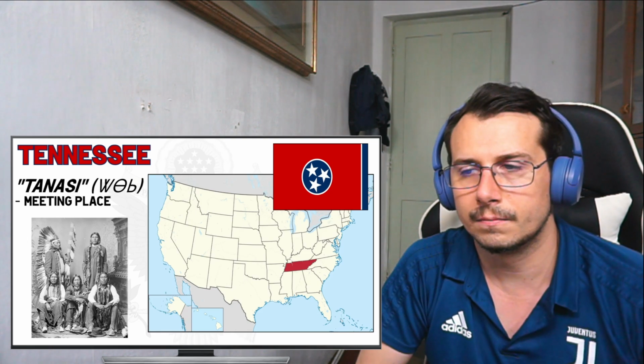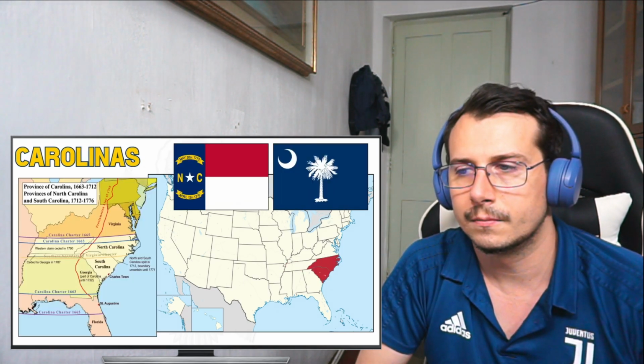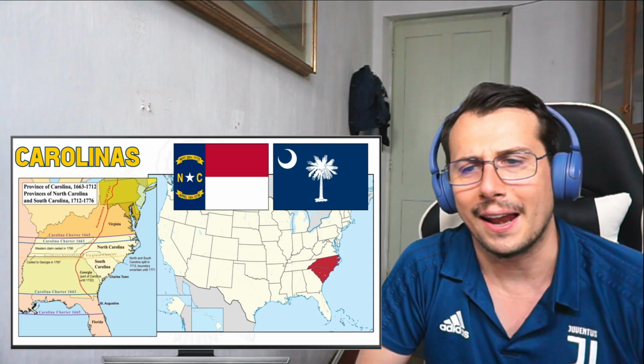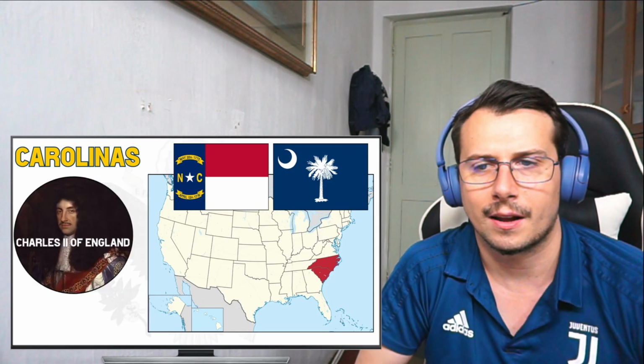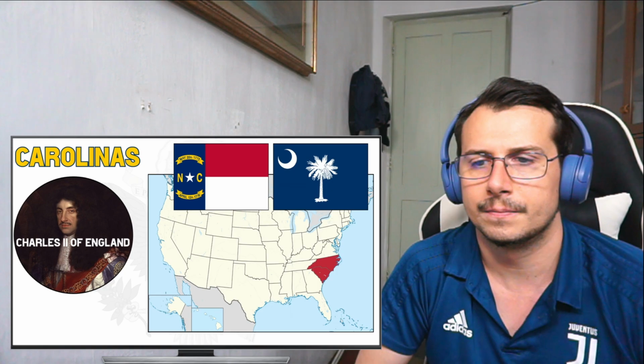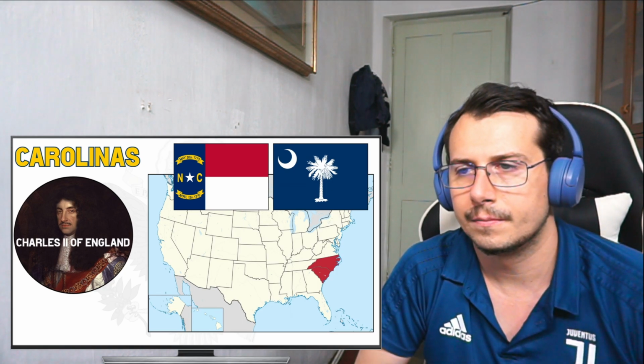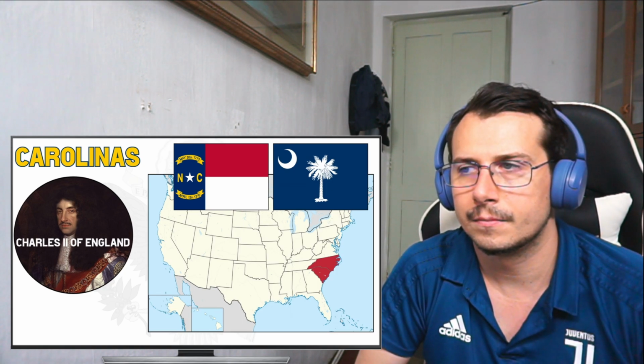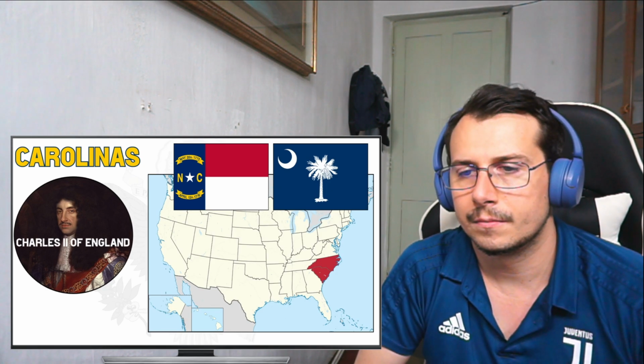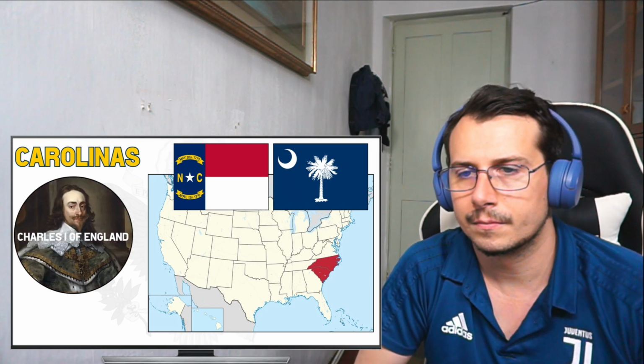Moving to the Carolinas, North and South Carolina were one colony, Carolina, until 1729. I guess it's by someone's name. In 1663, King Charles II of England granted a charter to start a new colony on the North American continent, and apparently he ordered it to be named Carolina in honor of his father, Charles I.